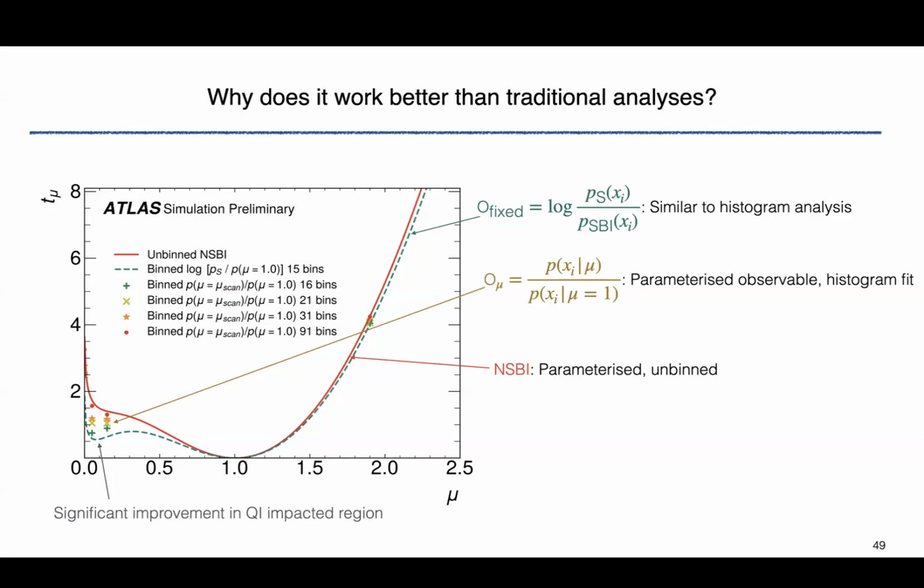But of course, this same observable would not be sensitive somewhere else. And then what you can start to do is increase the number of bins, and then you go from the green to the yellow and all the way to the red. If you were to actually go to infinite bins, these dots would start to approximate the sensitivity of NSBI. So the advantage comes primarily from parameterization and then from unbinning.